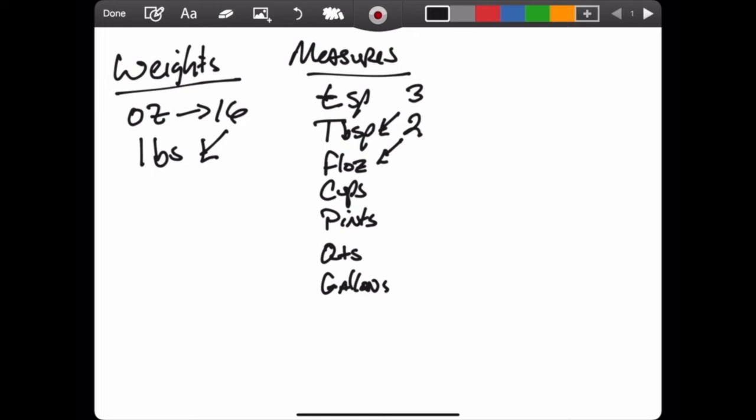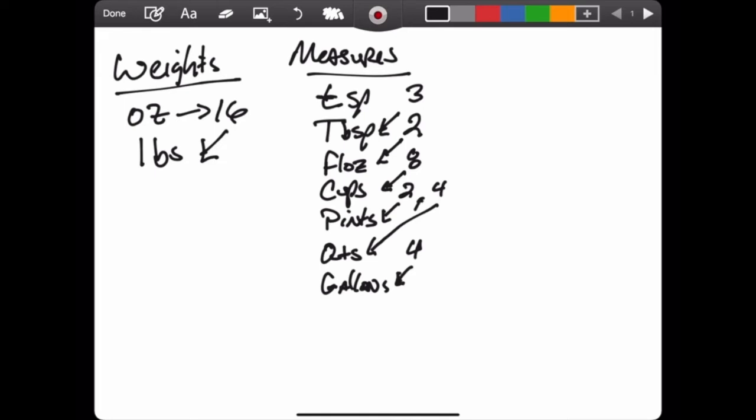How many fluid ounces are in a cup? It takes us 8 fluid ounces to make up 1 cup. Now, how many cups make up a pint? 2 to make up a pint, or 4 to make up a quart. And then how many quarts are in a gallon? There's 4 quarts to a gallon.